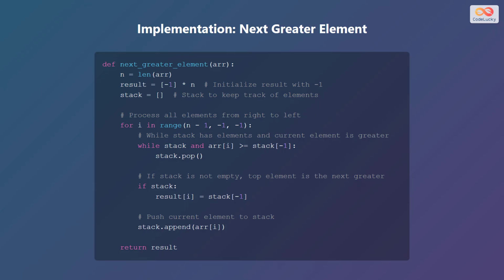While the stack is not empty and the current element is greater than or equal to the top element of the stack, pop elements from the stack. If the stack is not empty after the while loop, assign the top element of the stack as the next greater element for the current element in the result array. Finally, push the current element onto the stack. After processing all elements, return the result array containing the next greater elements for each element in the input array.